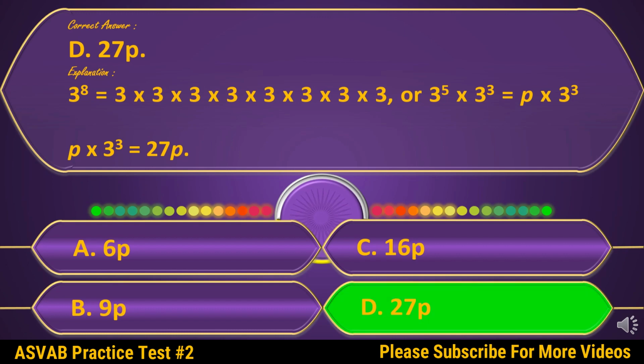27p. Working through the expression, 3 by 5 into 3 by 3 is equal to p into 3 by 3. P into 3 by 3 is equal to 27p.